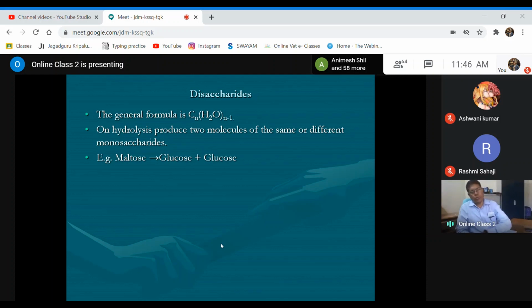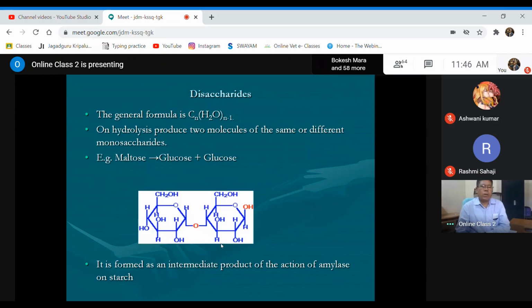An example is maltose, which is a disaccharide formed by linking one glucose to another glucose. Two glucose units are linked together by a glycosidic linkage to form a molecule, so the name is maltose. Now, this is the structure. You have one glucose molecule, then another glucose molecule. This is carbon number 1, with the OH group attached to carbon number 1, and this is carbon number 4.